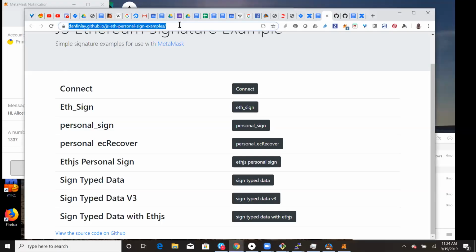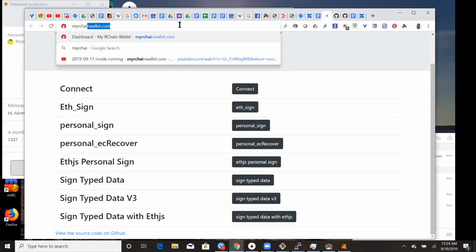So, Jim, are you saying that basically we'll have to create something like that for our chain? Is that what would be useful? Well, we don't need to. I mean, my Ether wallet works with or without MetaMask, and the same thing with my RChain wallet. We can look at my RChain wallet.com.